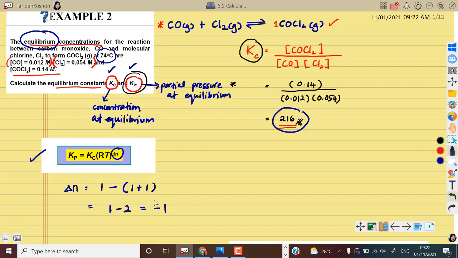Okay, jadi sekarang kita dah settlekan delta N, jadi kita boleh kira Kp, where Kp is equals to Kc. Kc kita berapa tadi? 216, okay, times R. R is the gas constant. So, gas constant that we are going to use is 0.08206. Actually, liter ATM per mole per Kelvin. Alright, times temperature. Okay, what is the temperature? 74 degrees Celsius. So, 74 degrees Celsius must be converted to Kelvin. So, here is times 347.15 Kelvin. Power of delta N.